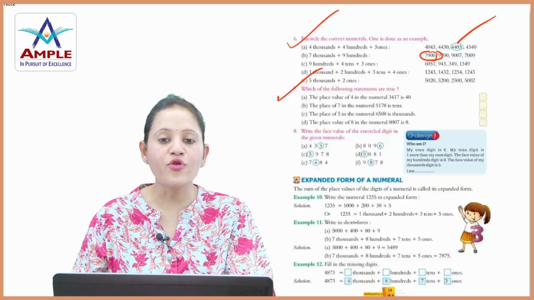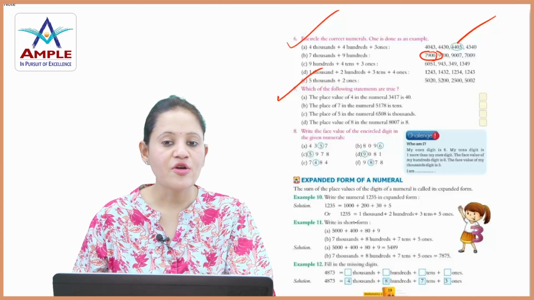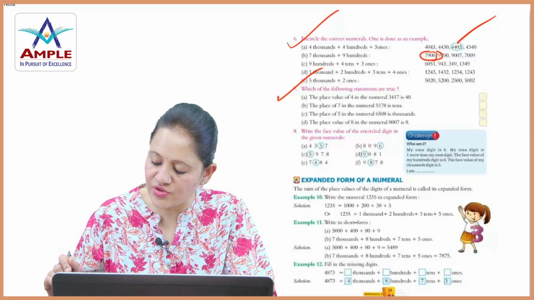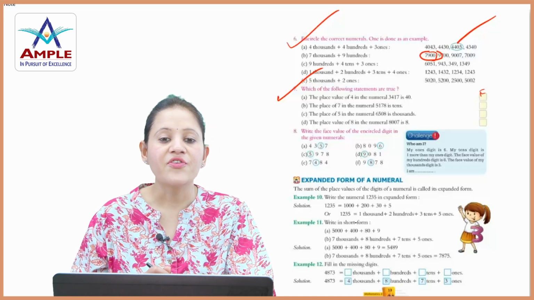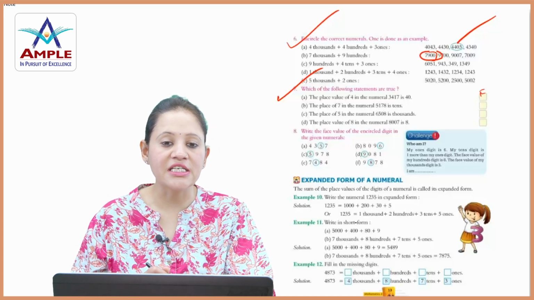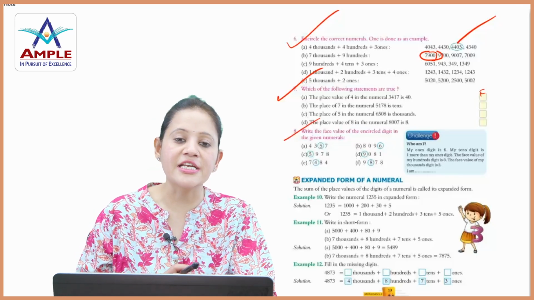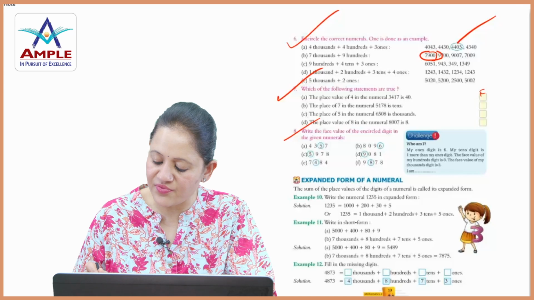The place value of 4 in the numeral 3417 is 40. No. The place value is 400. So that is false. Clear? Next, write the face value of the encircled digit in the given numeral. You know the face value of any digit is the number itself. So here the face value of 5 is 5. Clear?